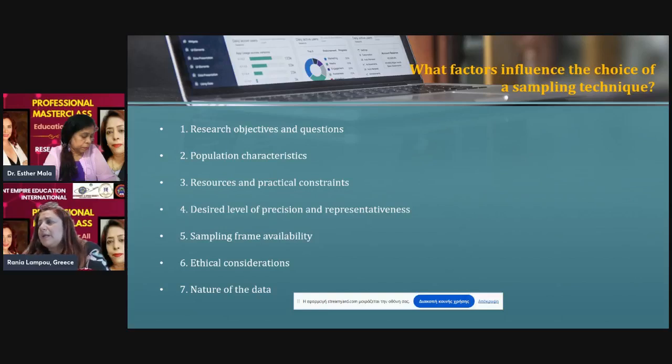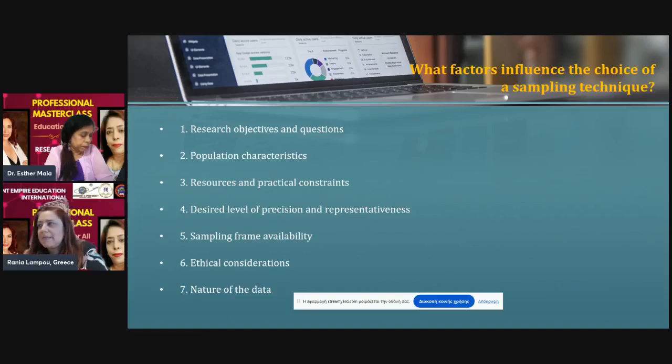If there is no reliable sampling frame available, then purposive or convenience sampling might be used. And of course, we talk about ethical considerations here: vulnerable populations might require sensitive sampling approaches, and concerns about confidentiality and fairness impact technique choice. So what is the nature of data here? Quantitative data collection often favors structured probability-based sampling, and qualitative data collection allows more flexibility with non-probability methods.